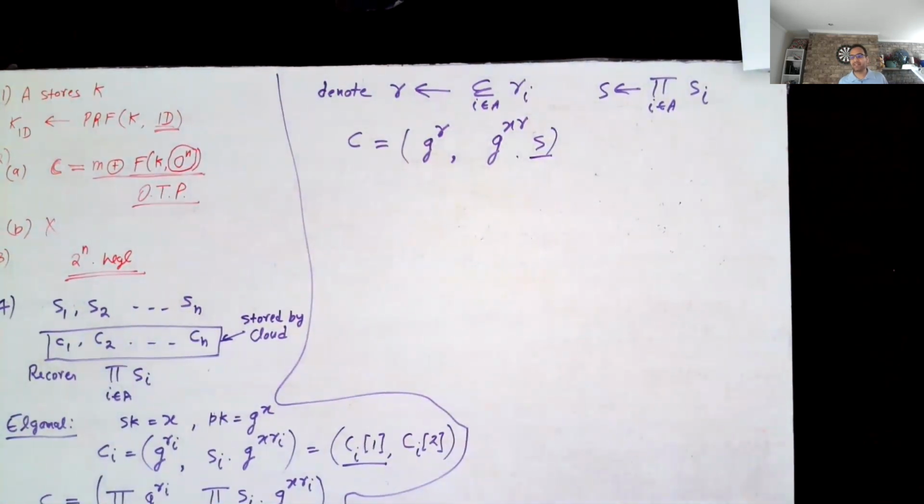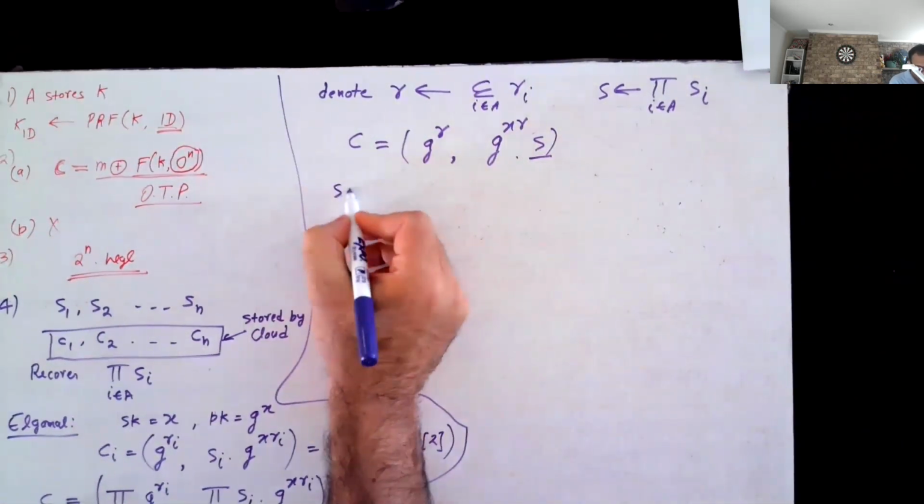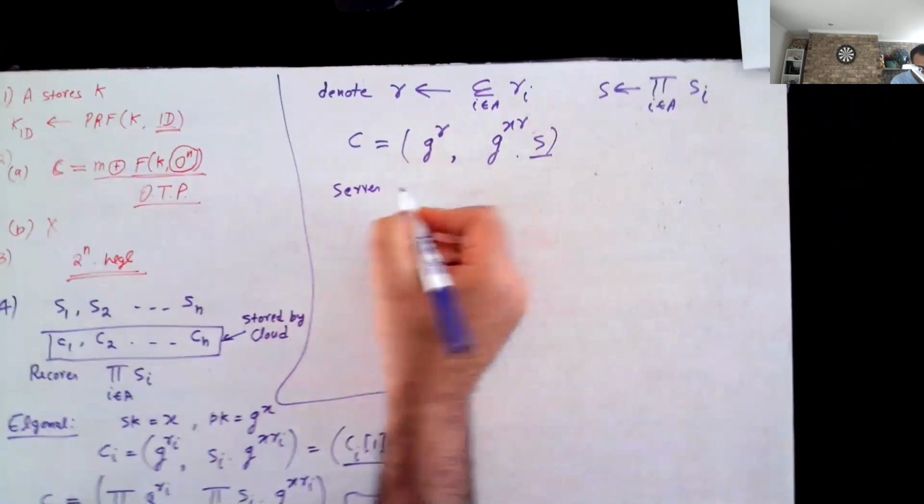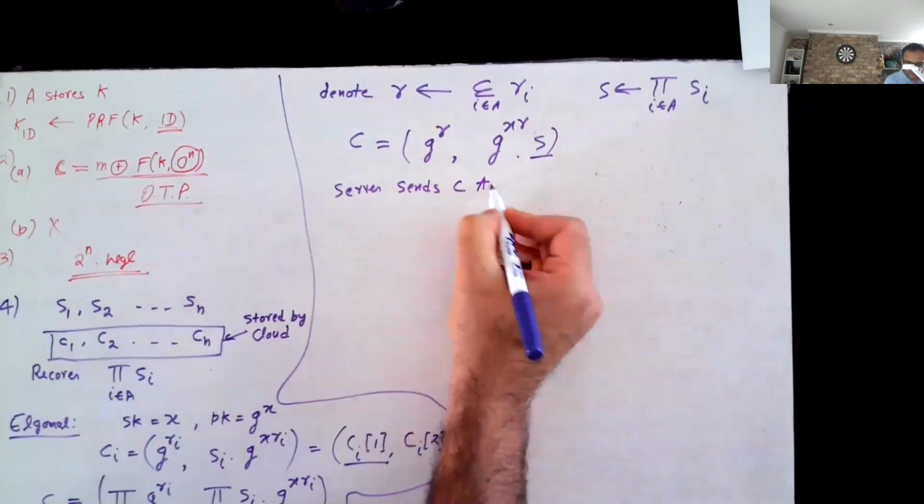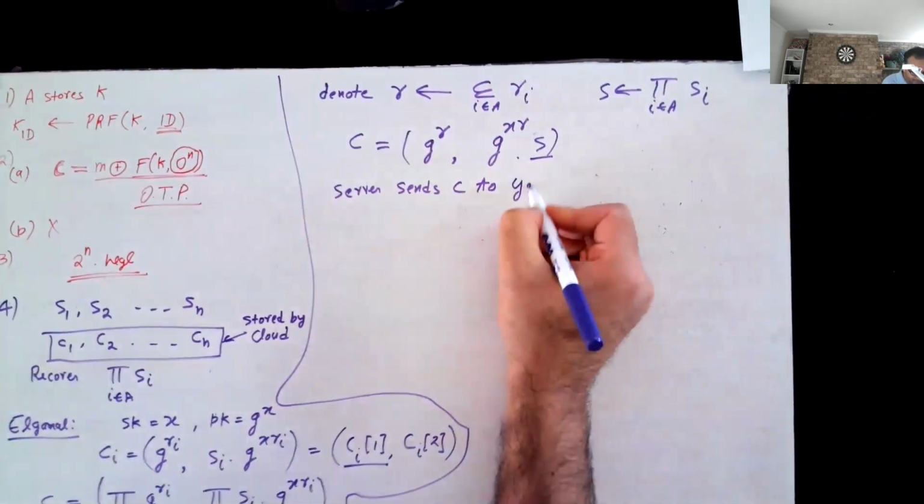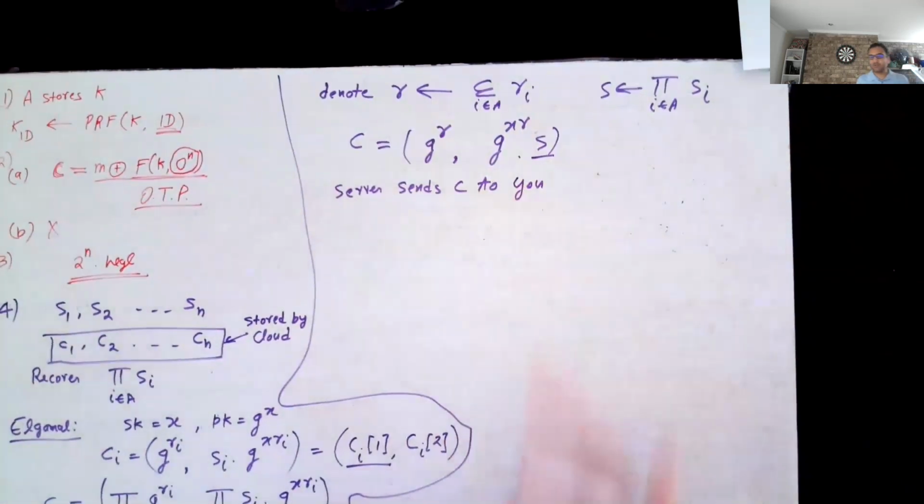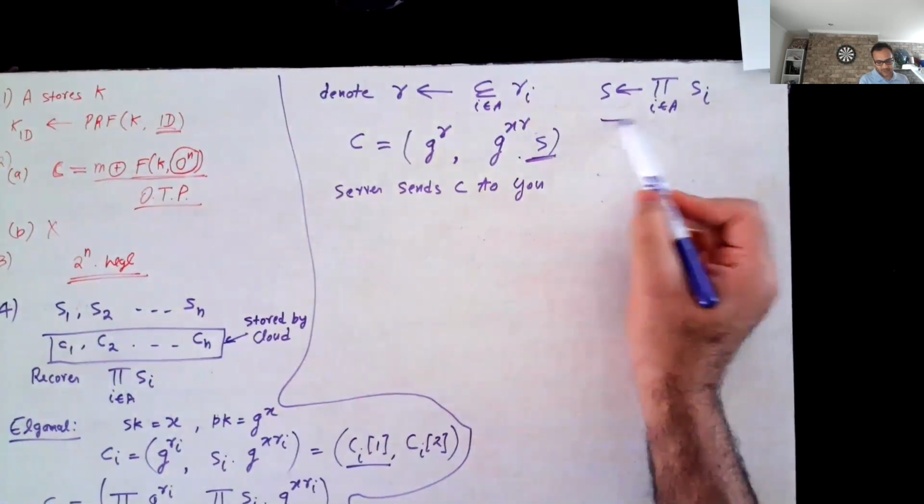So this is a valid ElGamal encryption of just s. You don't need to do anything special to decrypt it. The server sends the ciphertext C to you. You have the secret key x, and you can just decrypt the ciphertext as any other ElGamal ciphertext, and you can recover the message s, which is exactly what you want.